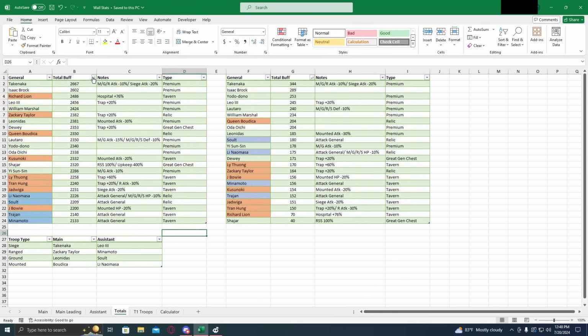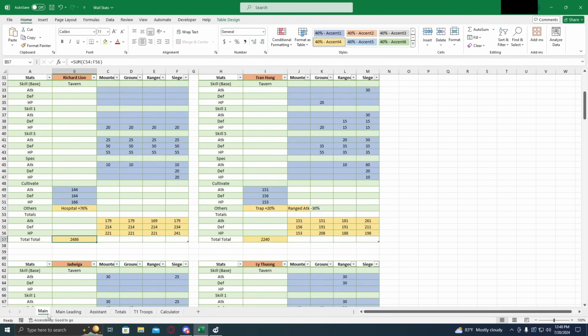If we look at the totals, and we sort by the totals, we can see that for total buffs across the board, every troop type, Richard the Lionheart ranks in third. Queen Boudica is down here. So he's going to give you more buffs overall for more different troop types.